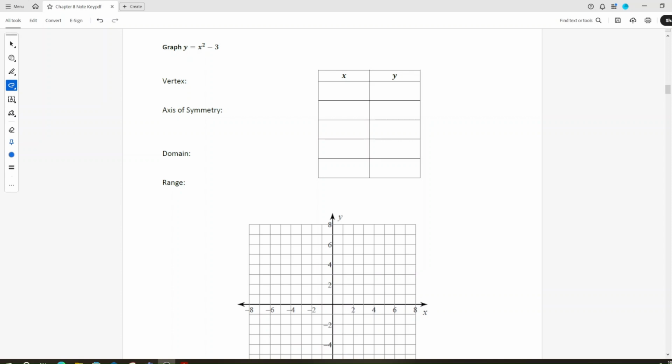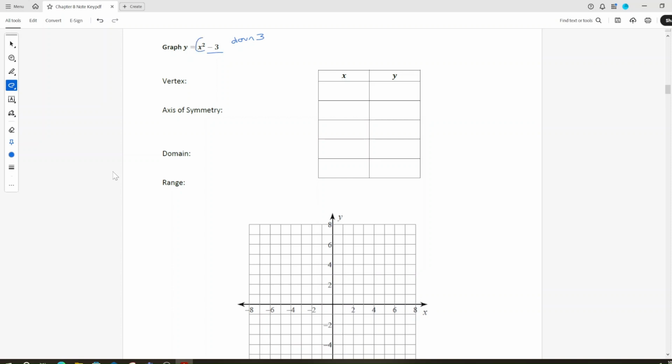All right, so what about this one? Okay, if you're feeling confident, pause the video, give this one a go. If you're not feeling confident, keep watching. So we're going to graph y equals x squared minus 3. The first thing I want you to notice is that minus 3 is not in the bracket with the x. Maybe some of you will recognize that this is going to take my parabola and move it down 3. If you don't, here's where you start.